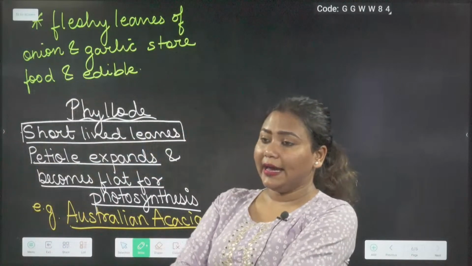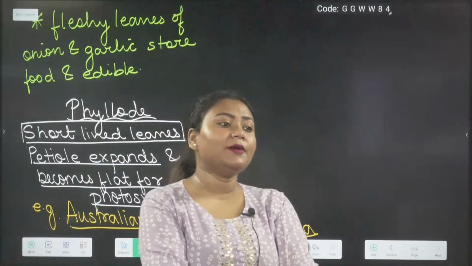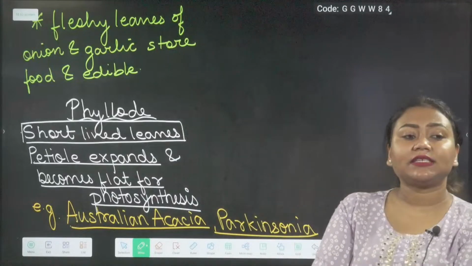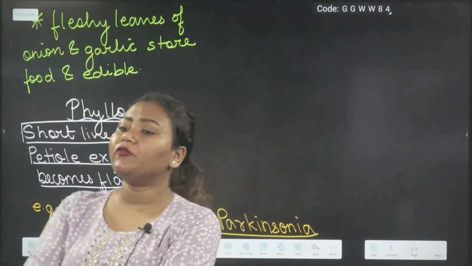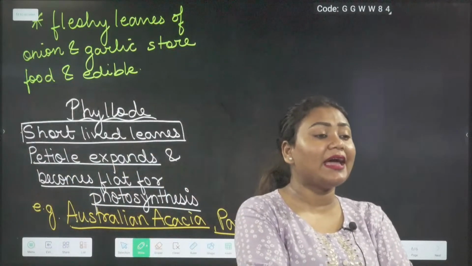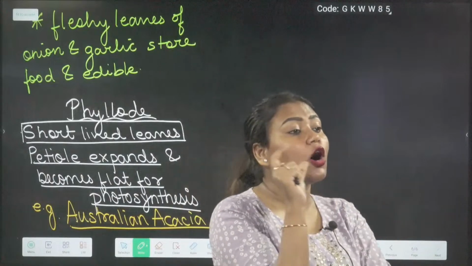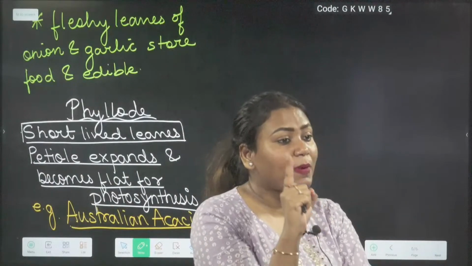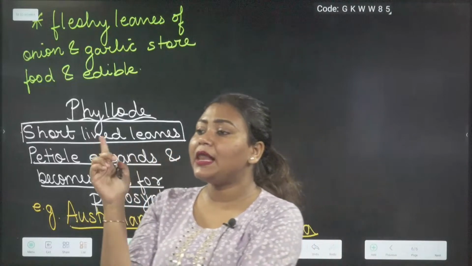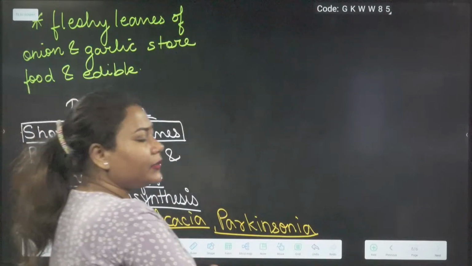What is phylloclade? In phylloclade, the stem was fleshy and the leaf was modified into spines. Who was doing photosynthesis? The stem had chlorophyll. What is cladode? Cladode was short plants with shorter nodes and internodes. What is phyllodes? Phyllodes has short-lived leaves. The petiole expands and becomes flat for which process? Photosynthesis. The example is Australian acacia and Parkinsonia.